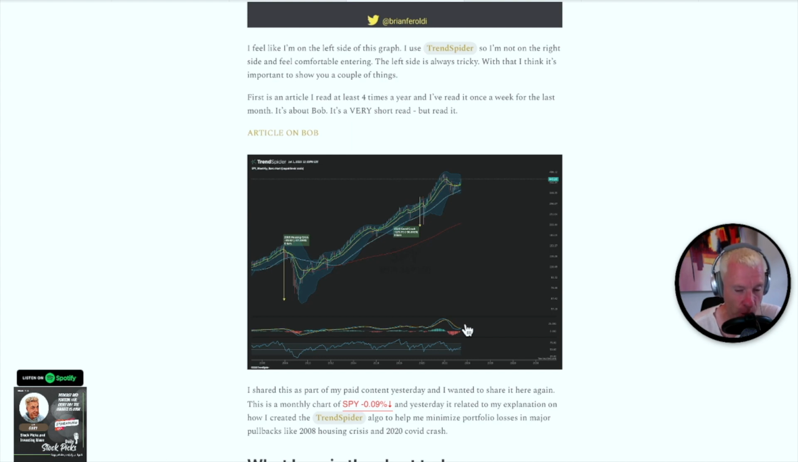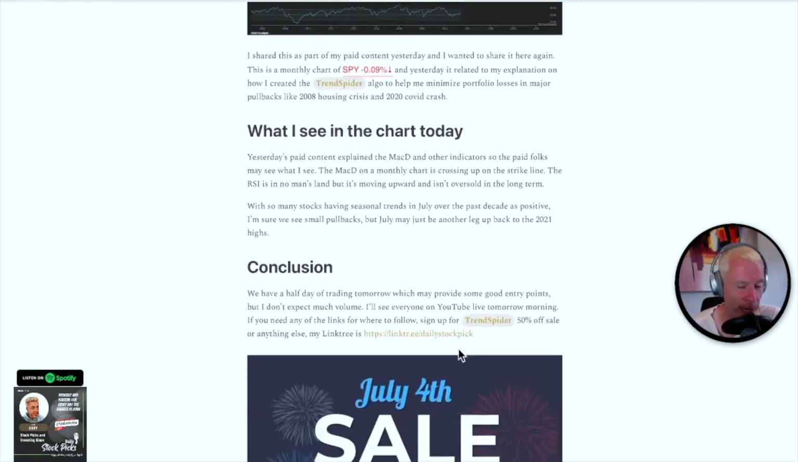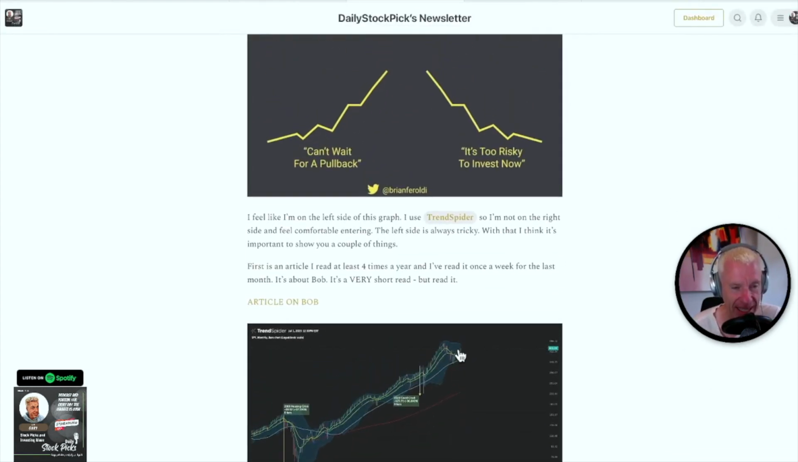If you paid for my newsletter, you will absolutely understand the MACD cross up because I included a lot of commentary on how I've discovered the MACD. You will also see that the RSI is in no man's land, but it's going up. It's not oversold yet. So what did I say I see in the market? I see it going up. I just see it continuing.